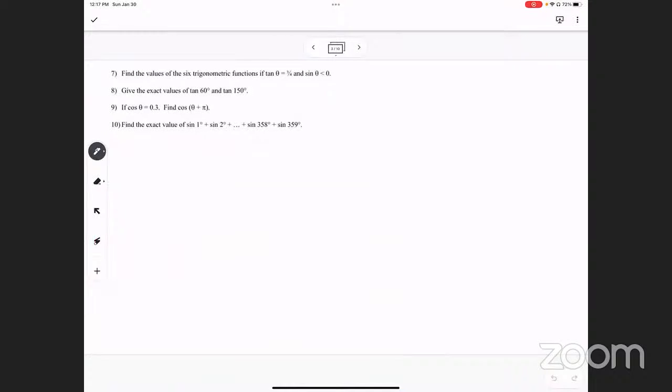Find the values of the 6 trig functions if the tangent of theta equals 3/4 and the sine is less than 0. Well, the tangent of theta equals 3/4 means that, and the sine being negative means that the cosine must be negative as well, right? The tangent is positive either in the first quadrant or in the third quadrant. Does that make sense?